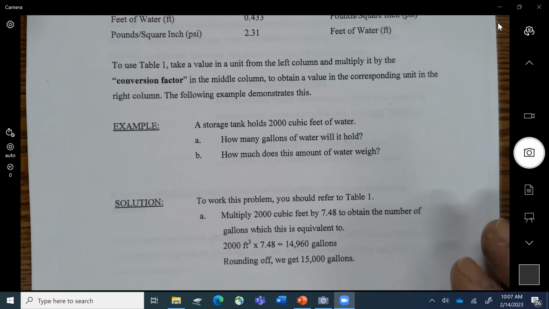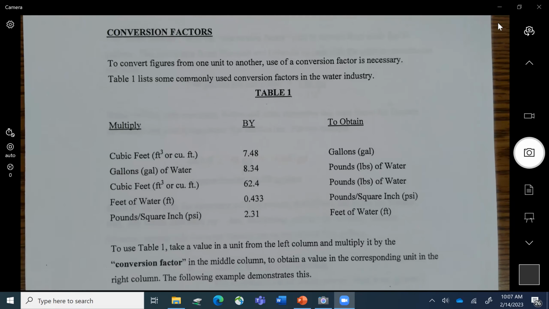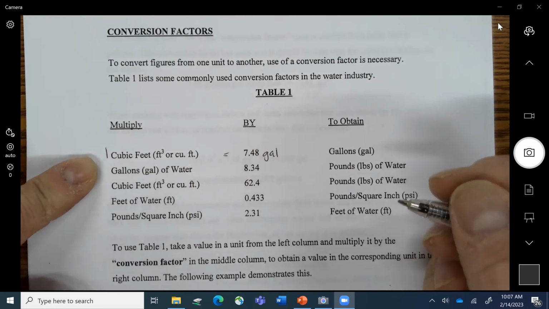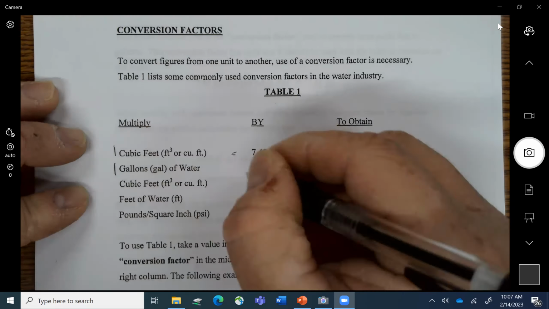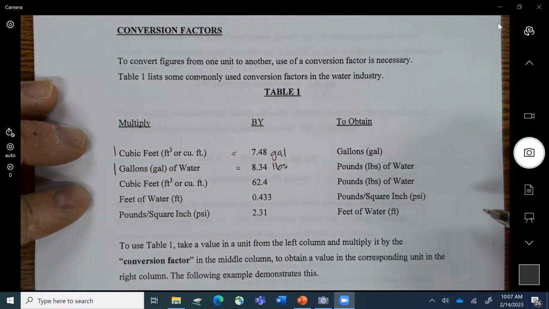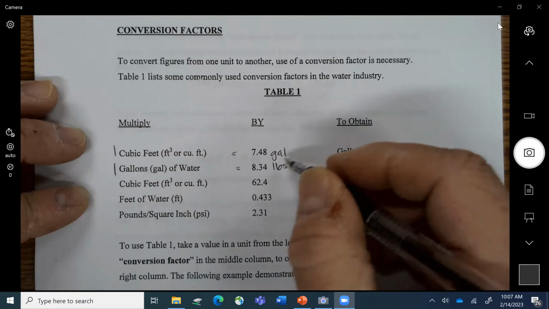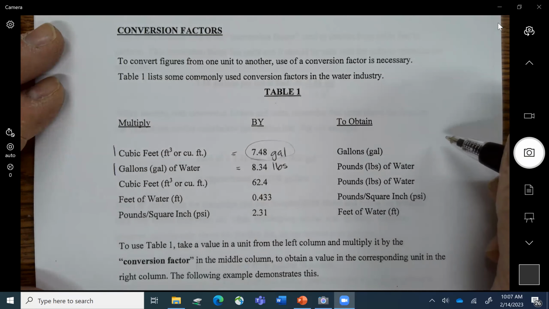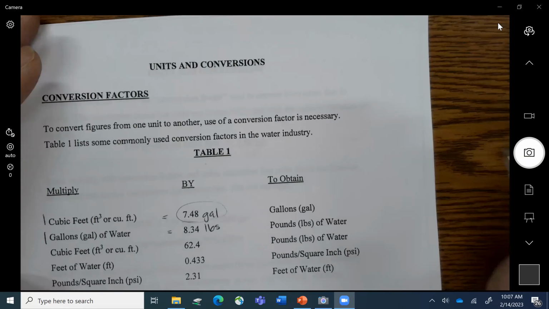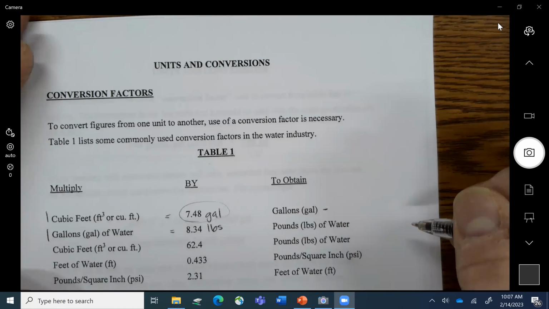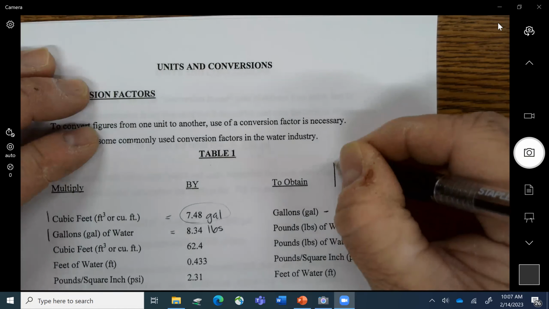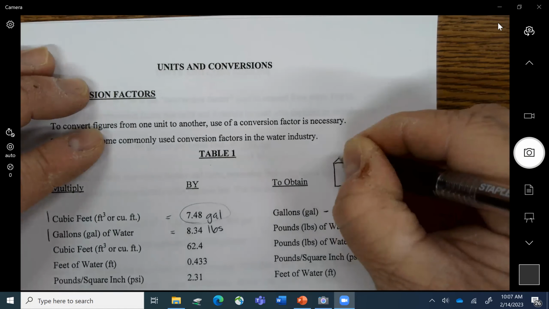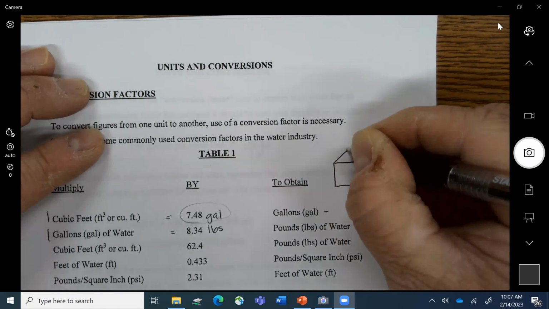All right, a storage tank holds, here at the top, I have 1 cubic foot equals 7.48 gallons. I have 1 gallon equals 8.34 pounds. One thing I want to talk about real quick on this one, just so we're aware: you see there's no label over here. It just says gallons. The reason there is no label, I'm going to try my best. I'm probably going to screw this up, but I'm not an artist. I'm a math teacher and chemist and stuff like that.